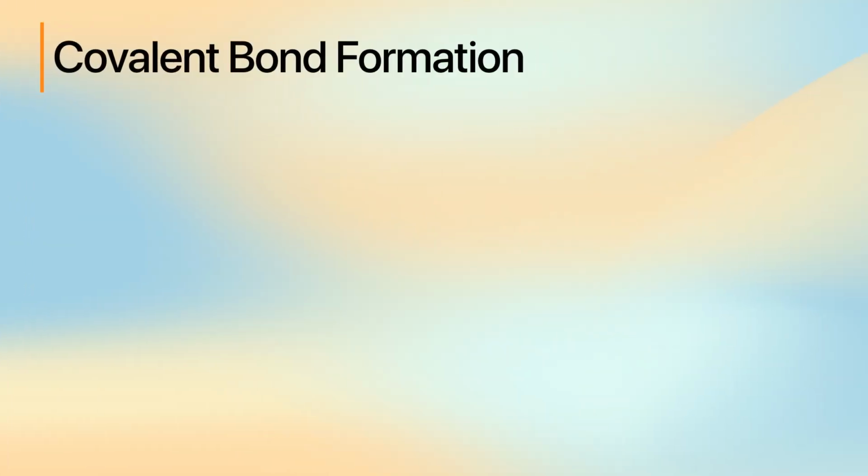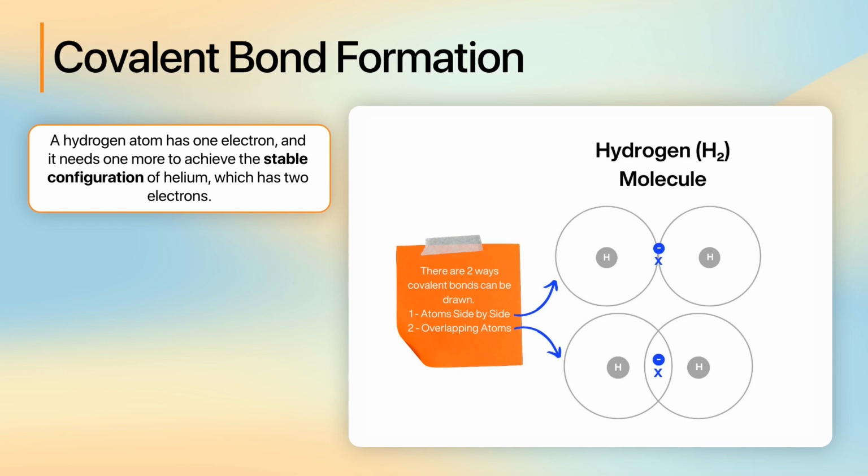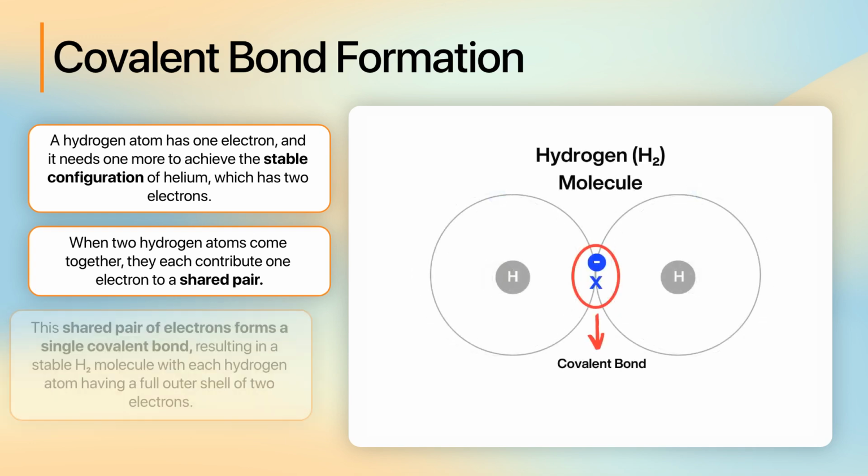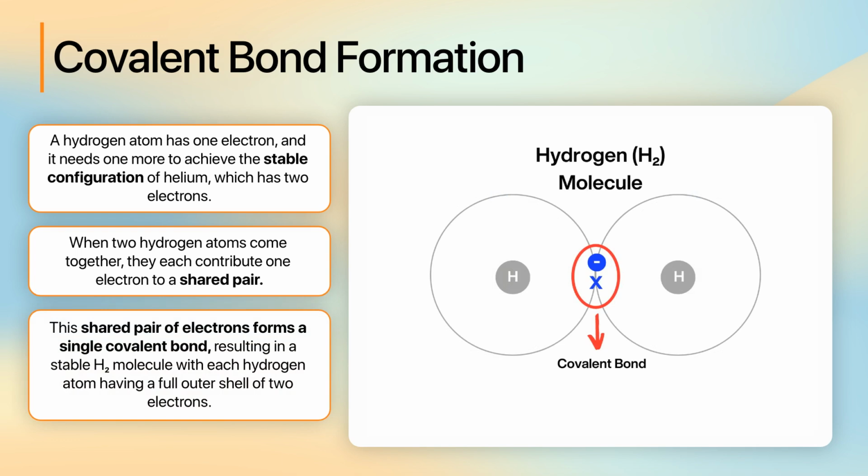Let's consider the molecule of hydrogen as our starting example. A hydrogen atom has one electron, and it needs one more to achieve the stable configuration of helium, which has two electrons. When two hydrogen atoms come together, they each contribute one electron to a shared pair. This shared pair of electrons forms a single covalent bond, resulting in a stable H2 molecule with each hydrogen atom having a full outer shell of two electrons.